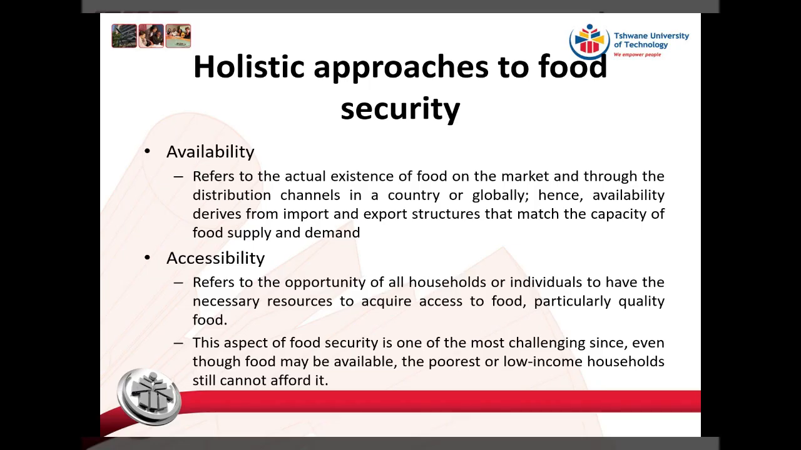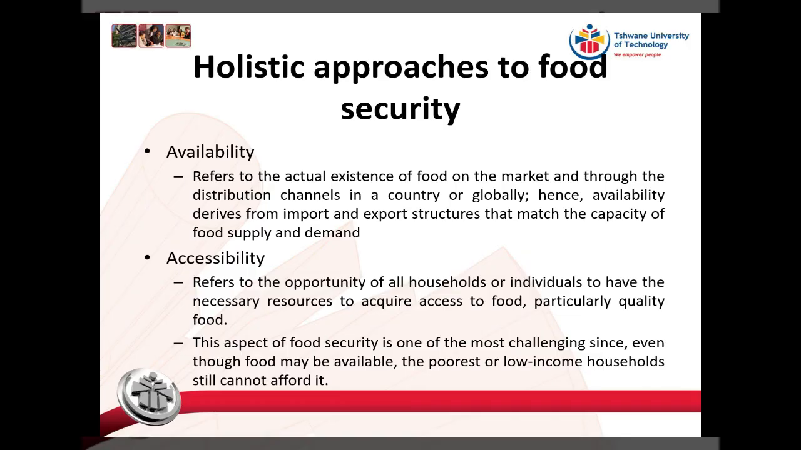Now, when it comes to food security, some of the holistic approaches is to look at availability. Availability can derive from both import as well as export structures that match the capacity of food supply and demand. It's important to match supply and demand both internally as well as through external sources to ensure that you've got sufficiency to maintain the nutrition levels for your population.